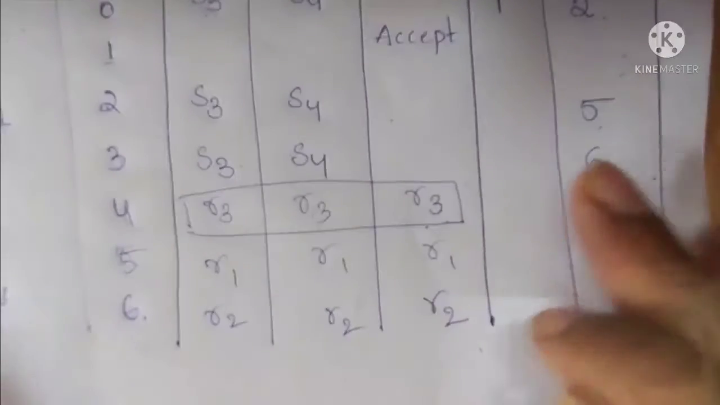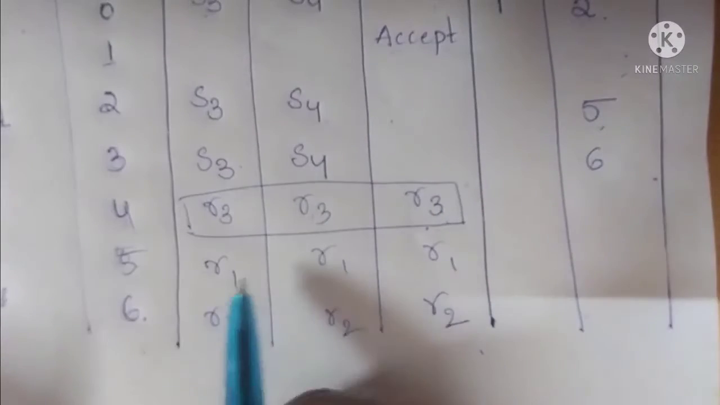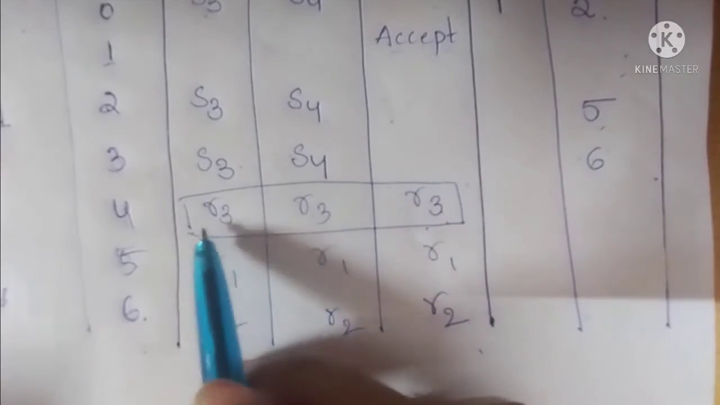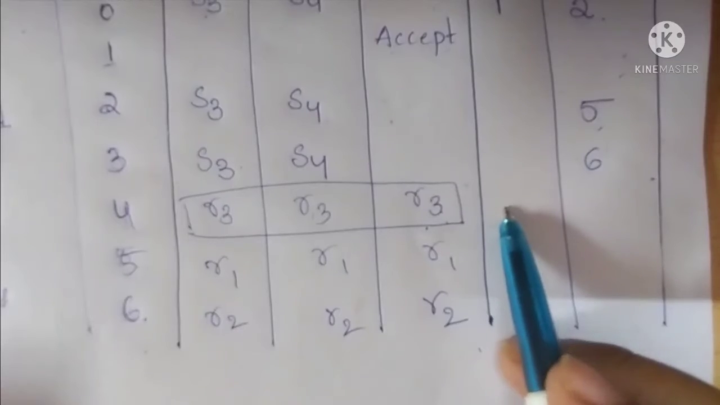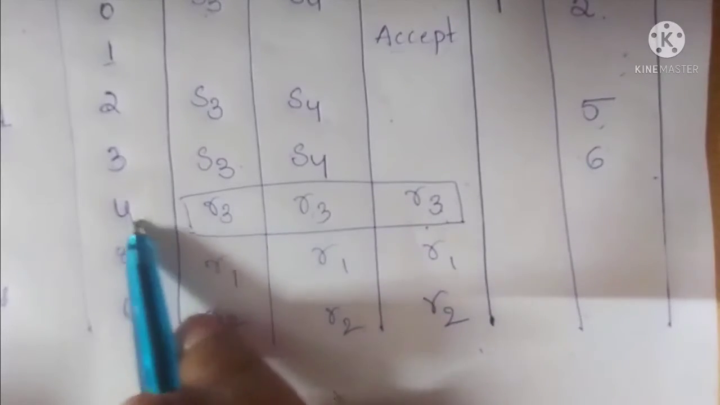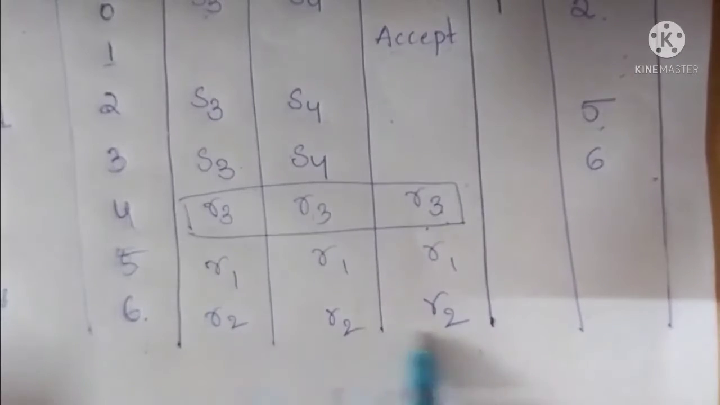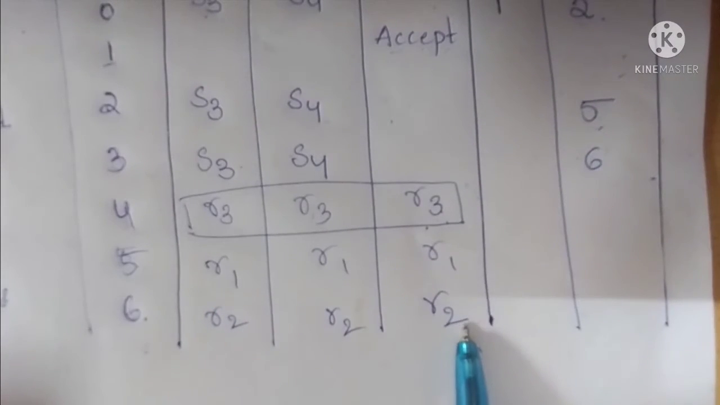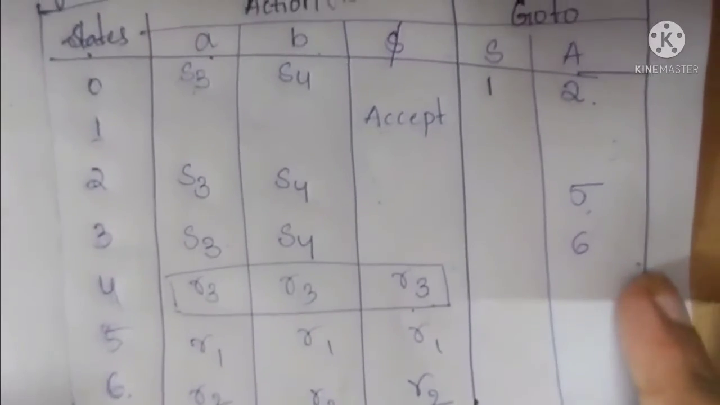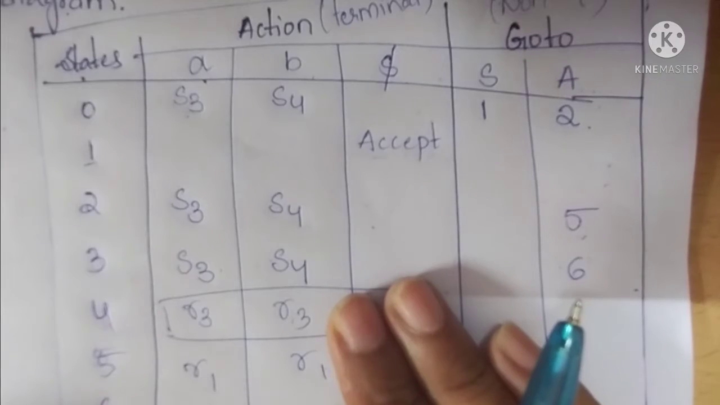The main thing you have to remember here is that in LR0 you write the reduce operations for the complete row. The major difference between all the LR parsers is that in LR0 you write the reduce operation for the complete row. You are seeing here that for the complete row we are writing the same reduce operations. So this is about the LR0 parsing table. Now we will parse the input string.